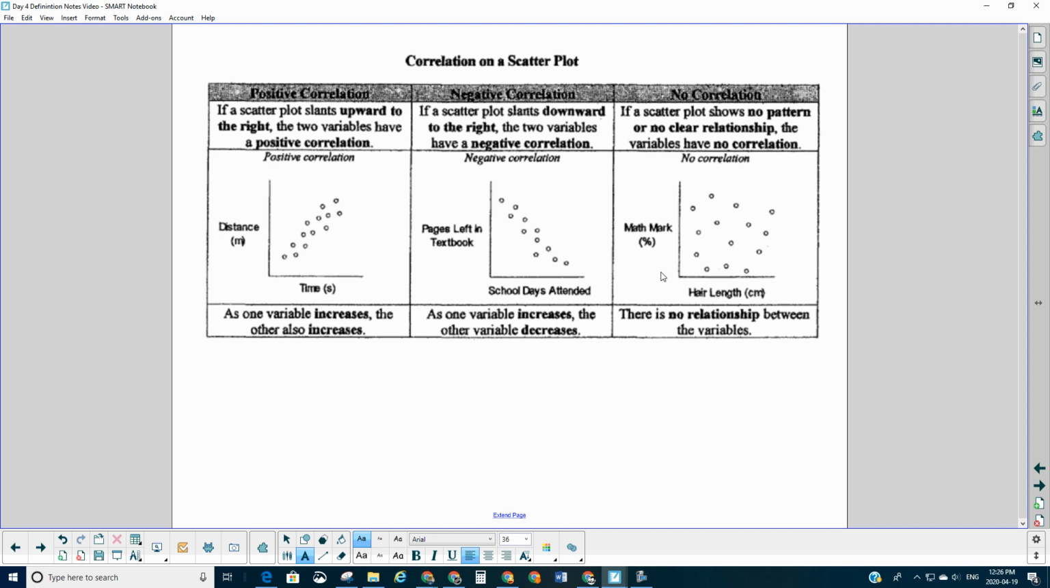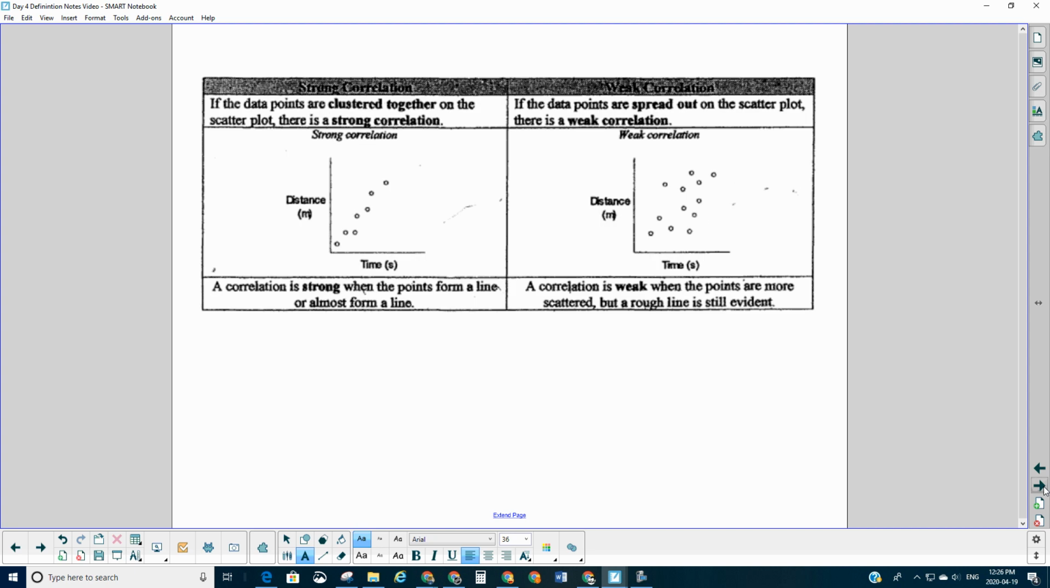And then here's an example of no correlation. It's not a positive or a negative correlation. There's no relationship, no connection between these data. The example is how long your hair is versus your math mark. There's no connection between how long your hair is and what your math mark is, so we say there's no relationship and no correlation. So this is positive, negative, or no correlation as a way to describe the relationship.